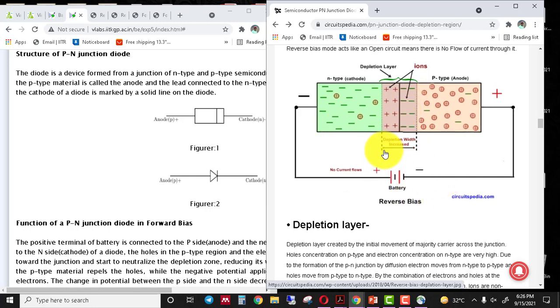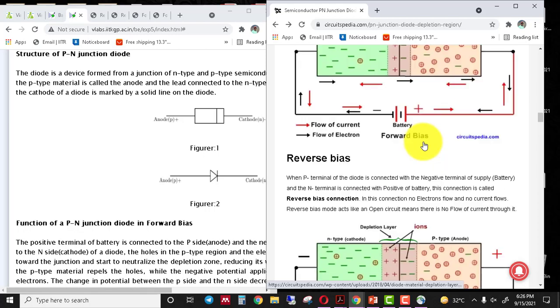Okay, when we apply a high voltage across the diode, that is, when we increase the applied voltage above the breakdown voltage, a high value of current will flow through the diode and the diode will get damaged. So this is the reverse bias condition and the forward bias condition of the diode.